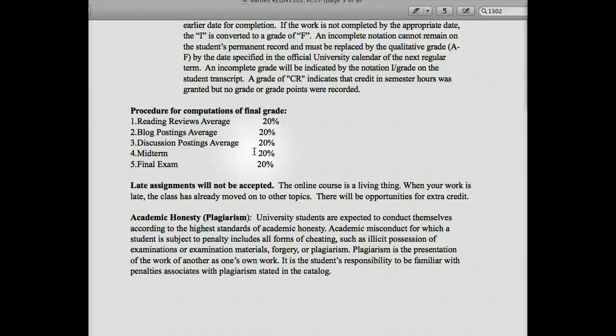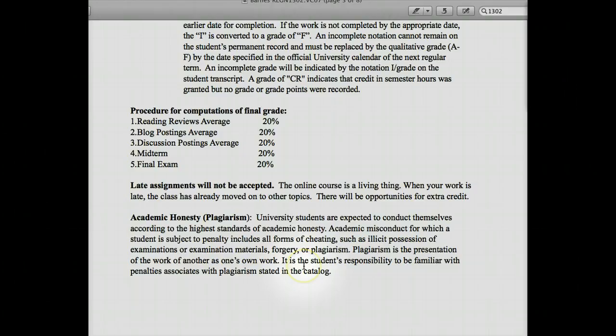Okay, late assignments will not be accepted, and I've already said that. Do contact me though if you have a surgery or an ill family member or something out of your control that you can't help, and we will talk about what can be done about that, about the grading at least.